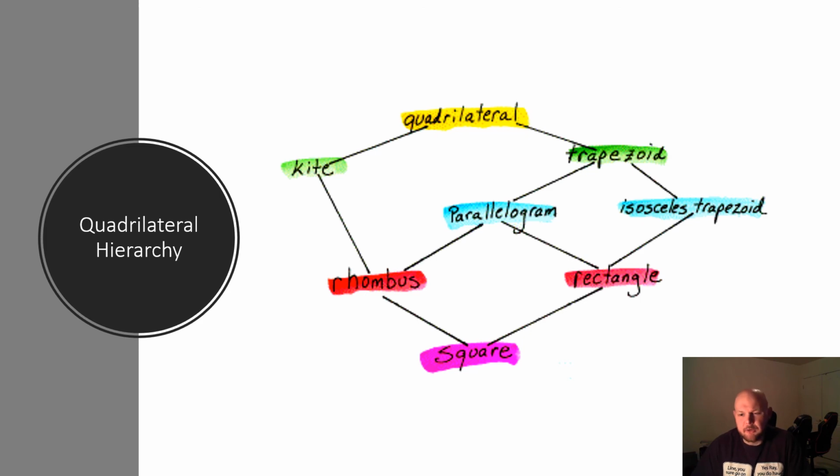There are a lot of connections that we can make based on this hierarchy. I would strongly encourage you to take some time to study this diagram, and we're going to take a deeper dive into it as we move on. That's all there is for quadrilaterals for now. We are going to talk a little bit more about some of the properties, specifically in reference to their diagonals, saving diagonals for a whole other lesson.